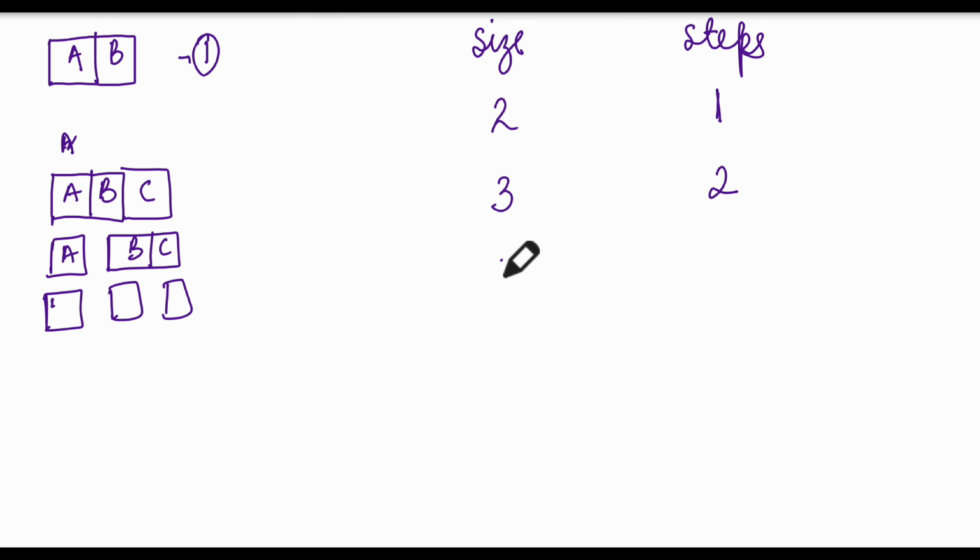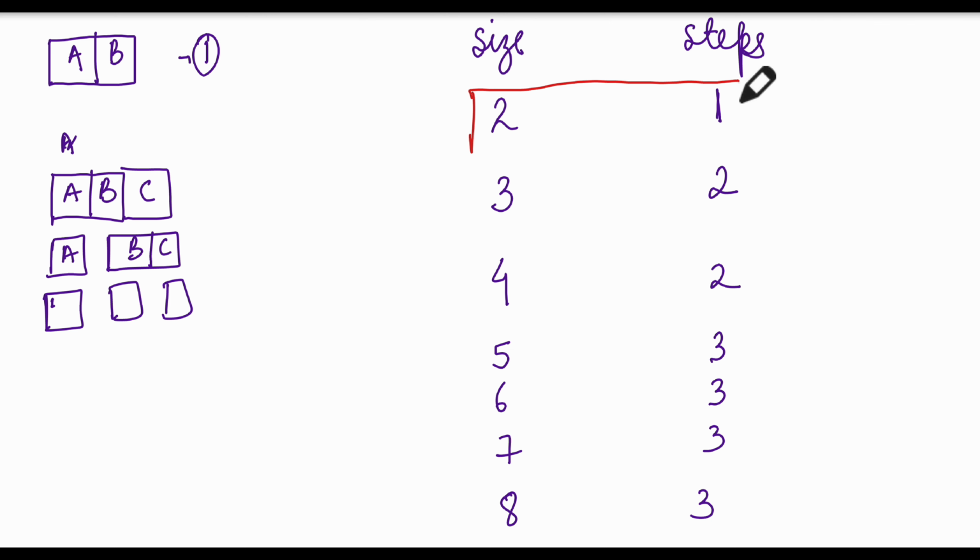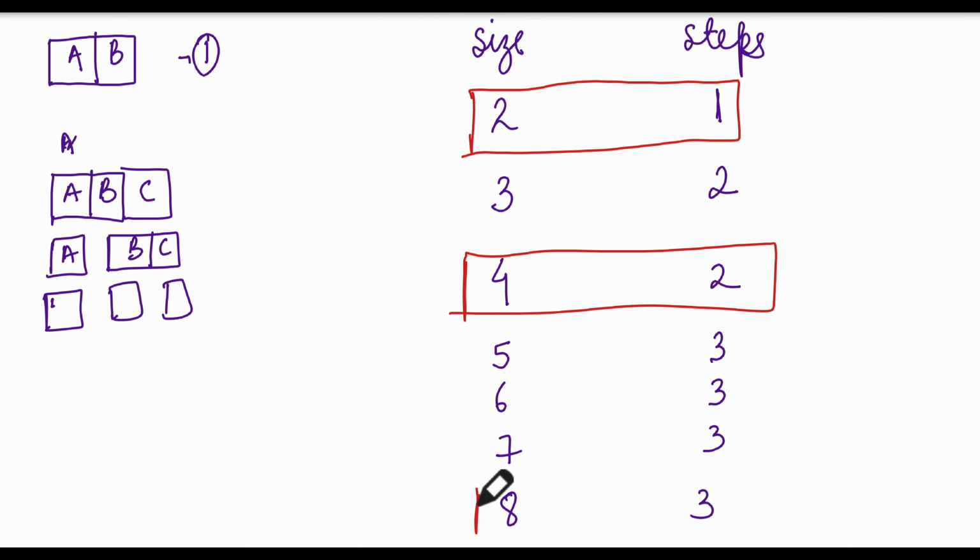Similarly, in case of 4, you will require 2 splits. In case of 5, 6, 7, you will require 3 splits. And in case of 8, you will again require 3 splits. So if you notice the pattern, this is why it is called log n time complexity. Let me explain. For a size of 2, it is 1. For a size of 4, it is 2. And for a size of 8, it is 3.